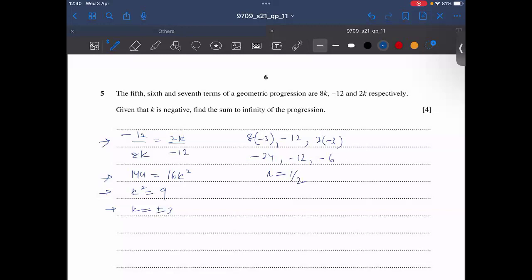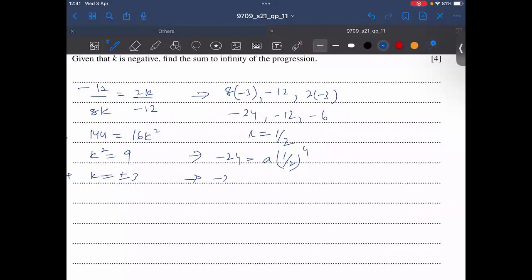And now you're supposed to find out A. So we have got the fifth term. We have fifth term as minus 24 equals to A, and R is half to the power of 4. So you have fifth term A R to the power of n minus 1, that's 5 minus 1, 4. And now can you just tell me minus 24 equals to A over 16?